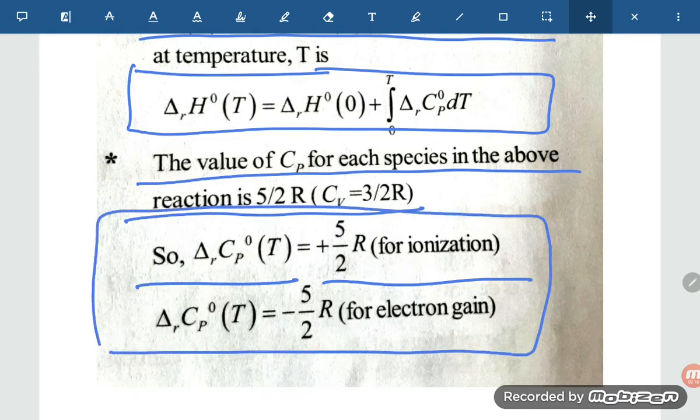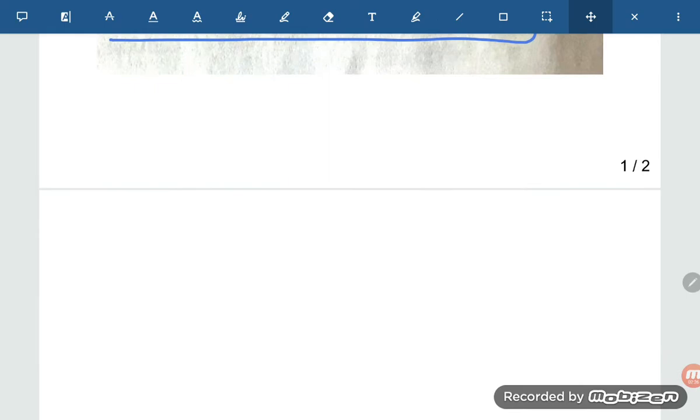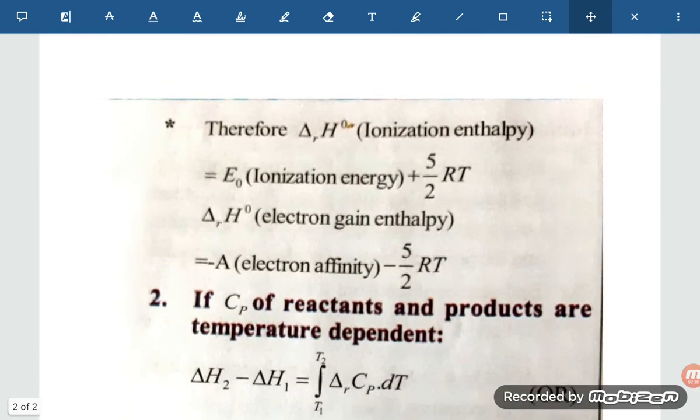So for ionization enthalpy the sign we use is plus 5 by 2 R, and for electron gain enthalpy it is minus 5 by 2 R. Therefore delta rH naught for ionization enthalpy is delta E naught, the ionization energy, plus 5 by 2 RT, and delta rH for electron gain enthalpy is equal to A, the electron affinity, minus 5 by 2 RT.